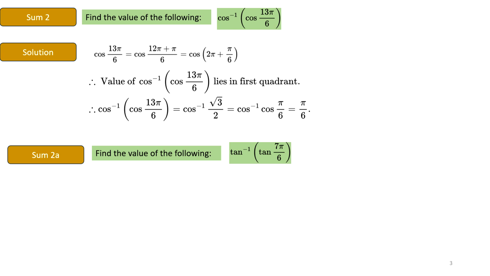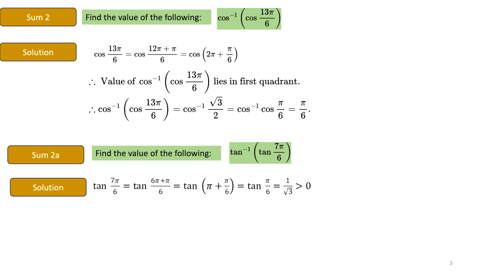Sum 2a. Find the value of tangent inverse of tangent 7 pi by 6. The principal value of tan inverse is between minus pi by 2 and plus pi by 2, that is, the value lies either in the fourth or first quadrant. Now tan 7 pi by 6 is equal to tan of pi plus pi by 6.